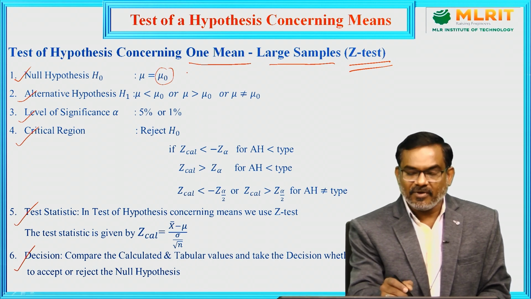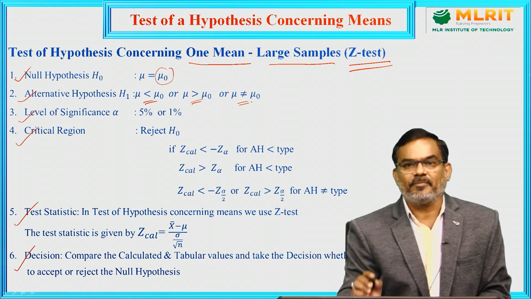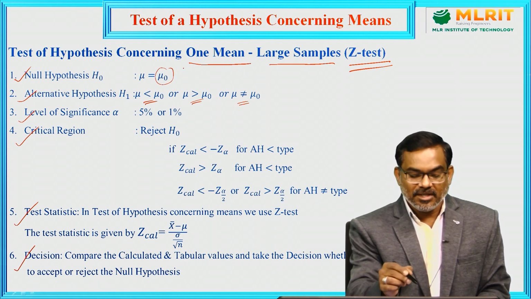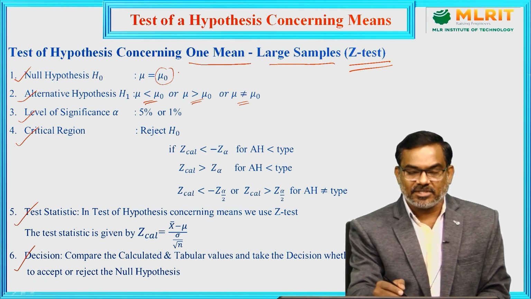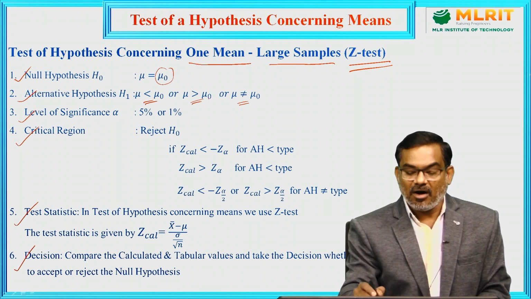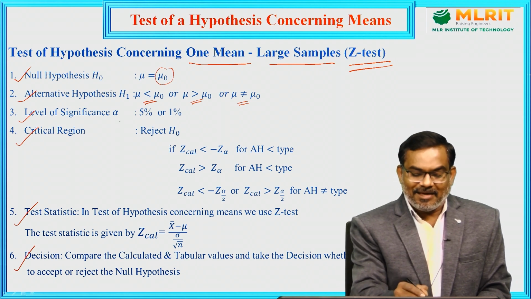So, it will be in the form of either less than or greater than or not equal to. Since we have considered the null hypothesis as mu equal to mu naught, here we test this null hypothesis against the alternative hypothesis either mu less than mu naught or mu greater than mu naught or mu not equal to mu naught.